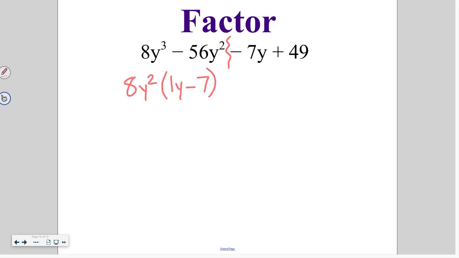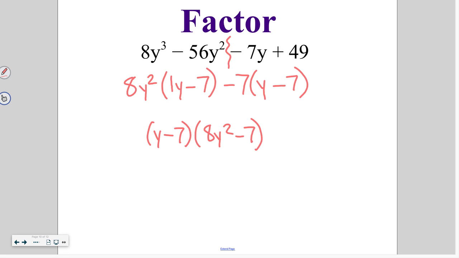Looking over here, I want to make sure that that y turns out to be positive in the parentheses, so I'm going to take out a -7, giving me the y left over. 49 divided by a -7 gives me a -7. So my two pairs of parentheses match. So I've got y minus 7, and my second factor is 8y squared minus 7.